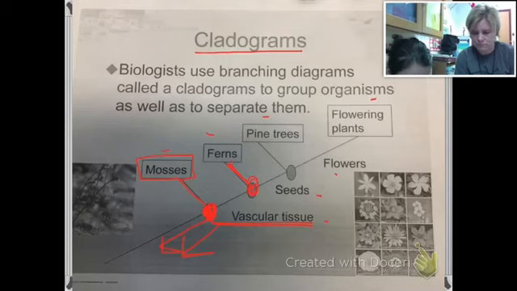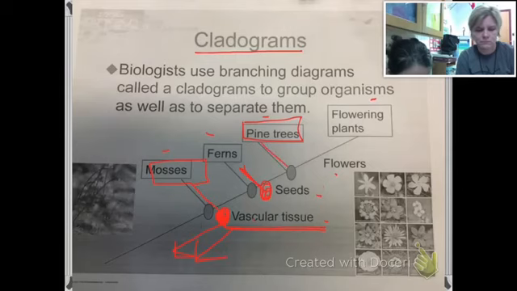So they have vascular tissue, and that's it. They still do not have seeds. They still do not have flowers. Next up are pine trees. So pine trees, here's their node. They have seeds and vascular tissue in common with ferns and mosses.